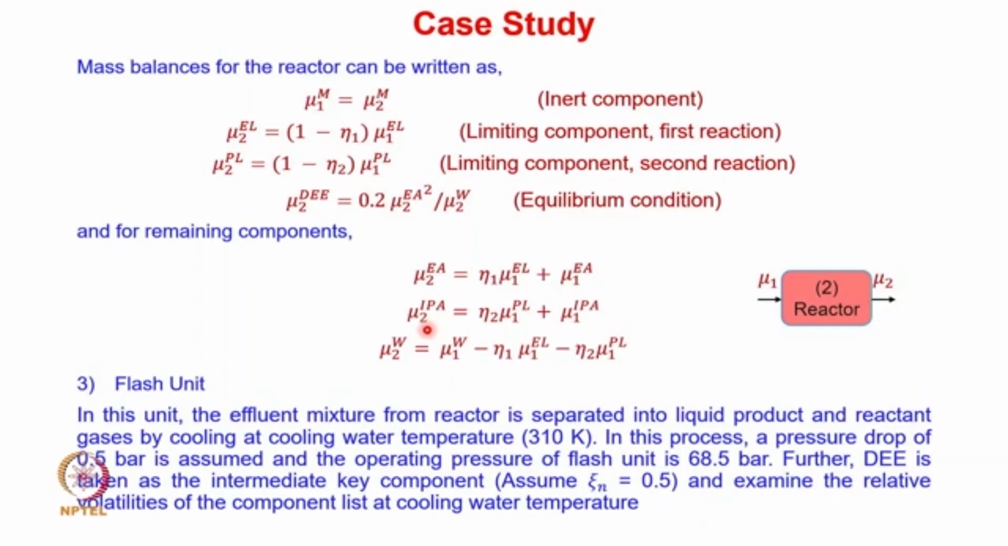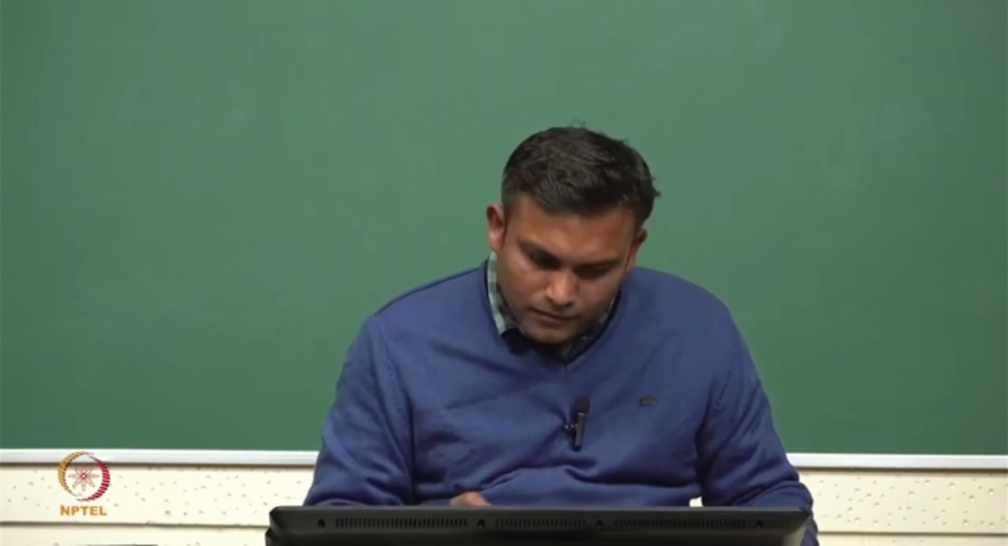Mu2 IPA is nothing but the molar flow rate of isopropyl alcohol coming out from the reactor, and that will be given by eta 2 into mu1 PL plus mu1 IPA. So this mu1 IPA is nothing but the isopropyl alcohol present in the feed to the reactor. Similarly, mu1 EA is nothing but the ethyl alcohol present in the feed which is charged to the reactor.